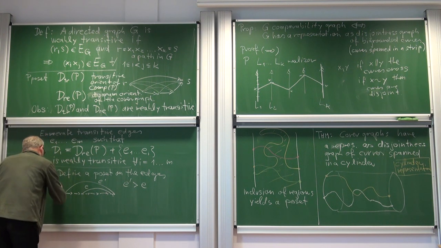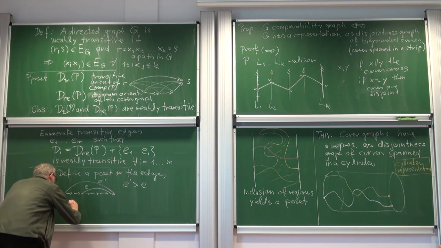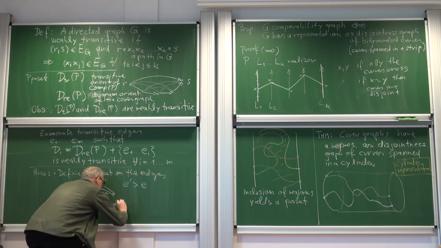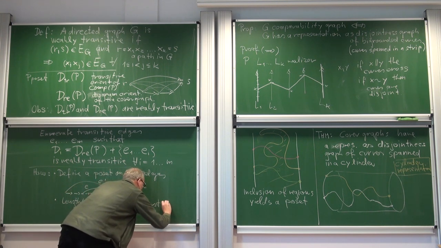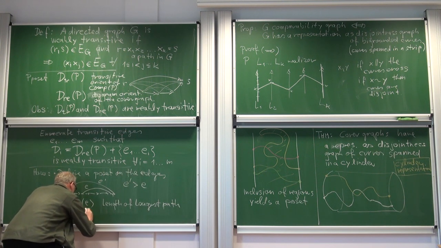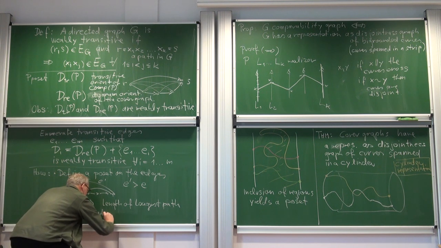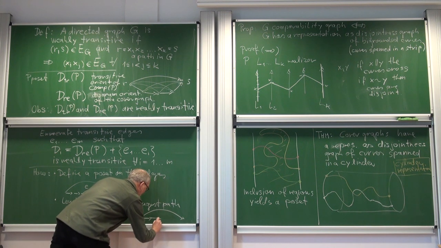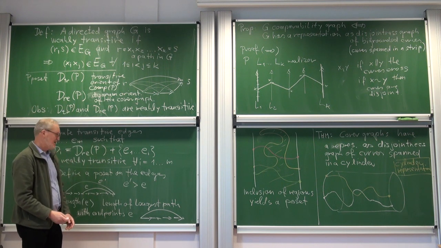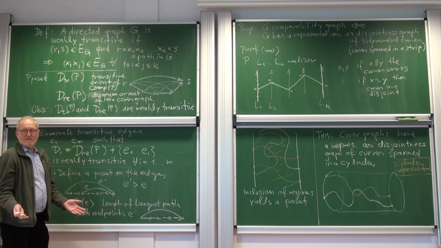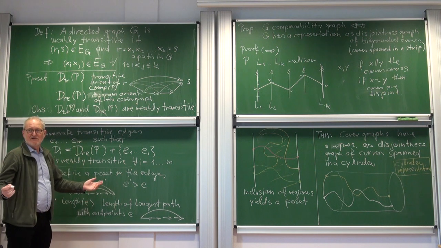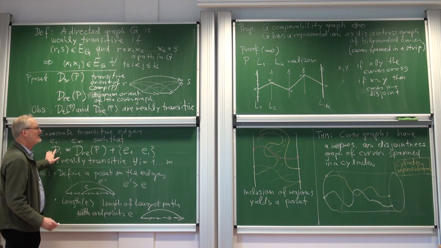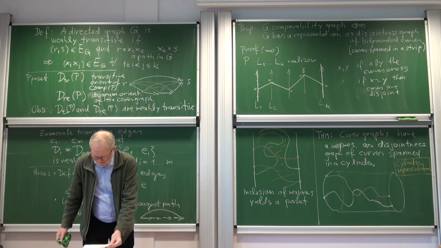You can also do it this way. You define the length of an edge as the length of the longest path with endpoints the endpoints of E. So you take a longest path, so that this is a transitive edge for this path. You get the length and you sort your edges by length, and this gives you another enumeration which does the job. So such an ordering of the edges exists, and we can now look at these graphs.